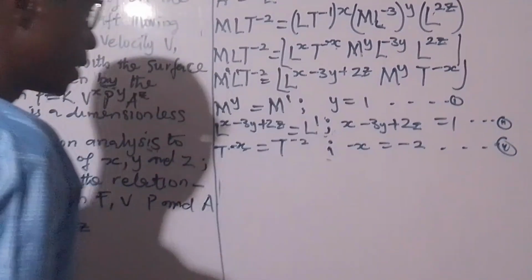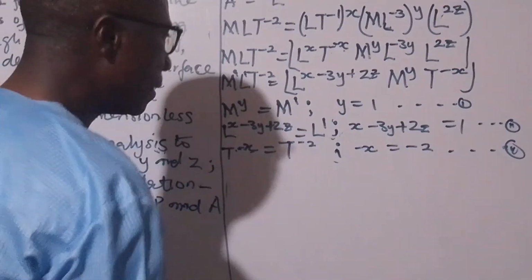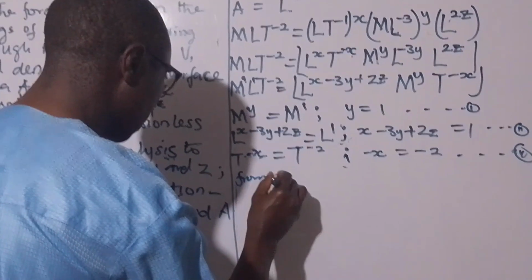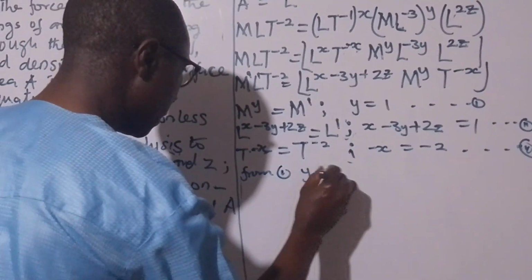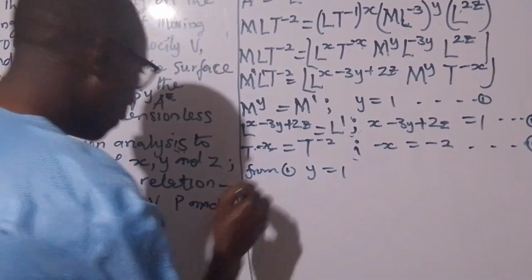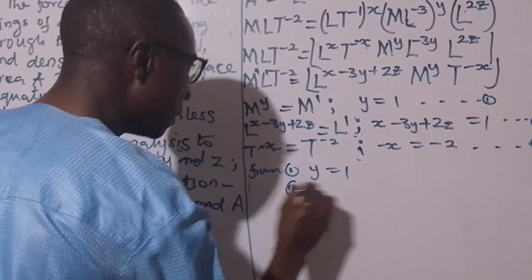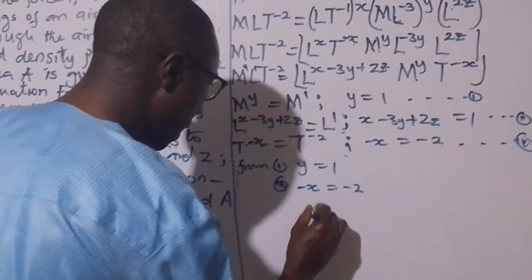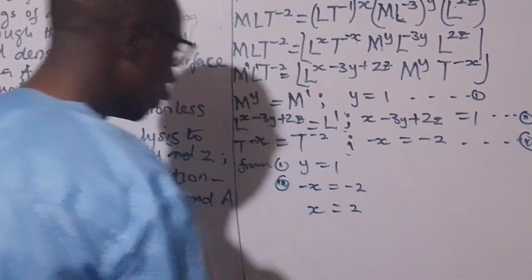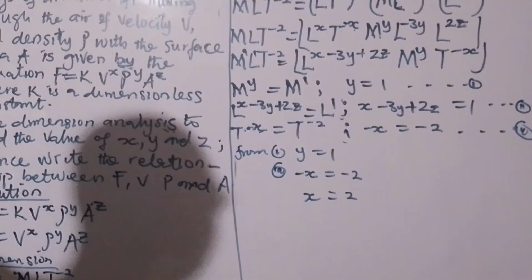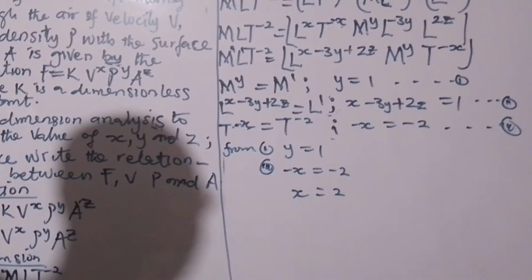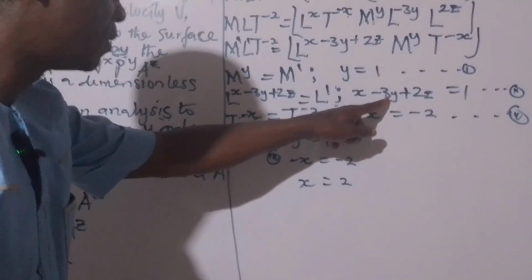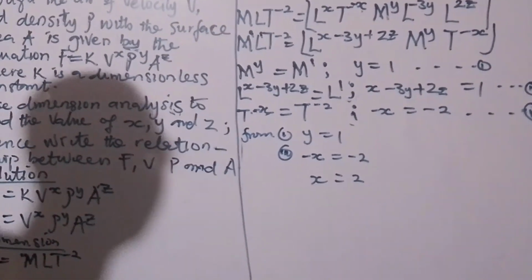We can now say from equation 1 and 3. From 1, y is equal to 1. From equation 3, which is minus s is equal to minus 2, s now will be equal to 2. Now, since we know the value of s and y, the next thing is to substitute their value in equation 2 and get the value for z.